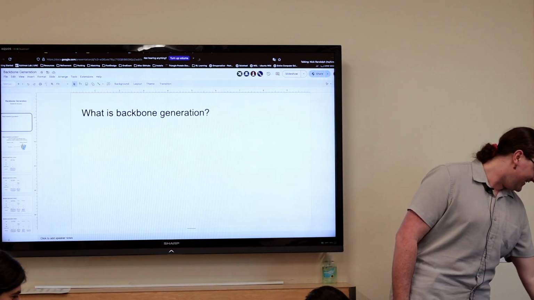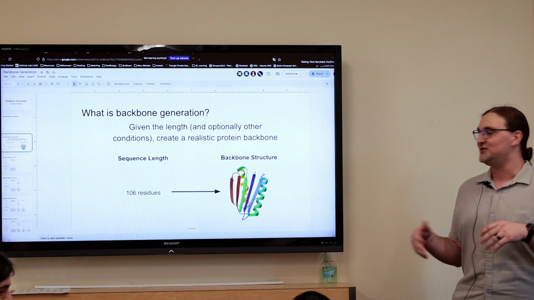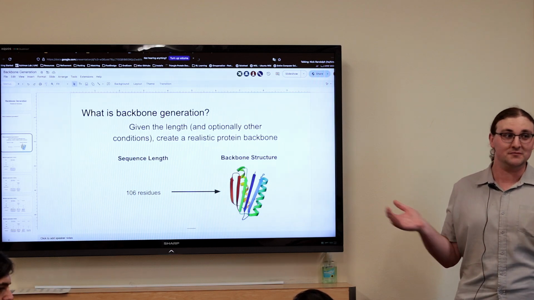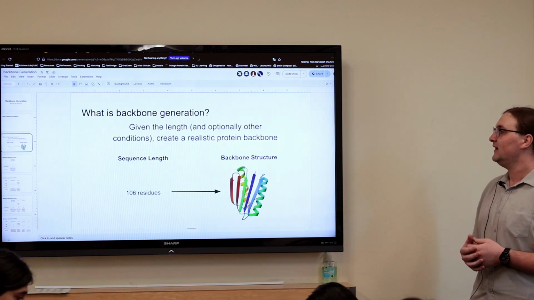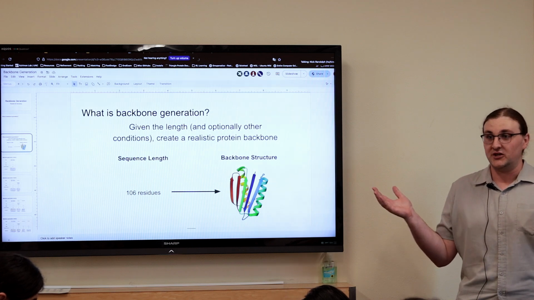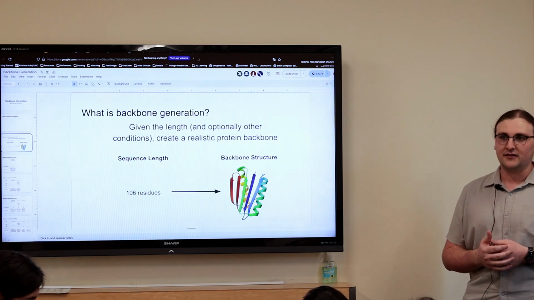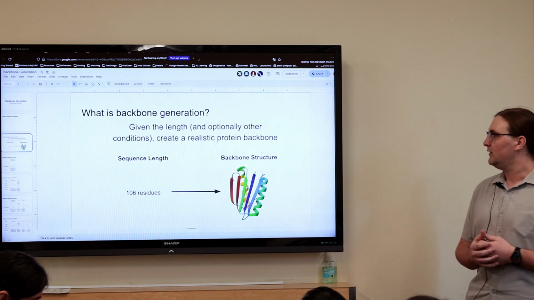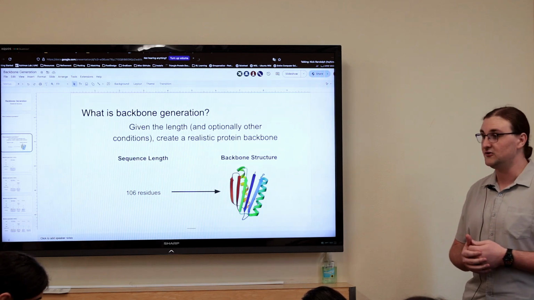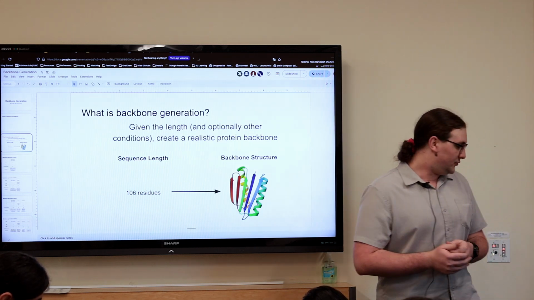It's not that hard. So really, the idea is you have a desired length of a protein you want, or maybe even some special conditions, and you want to just generate a realistic backbone that satisfies those conditions, maybe a certain length, maybe binds a certain epitope, maybe has a specific topology. These are all things we can define with these backbone generation models.